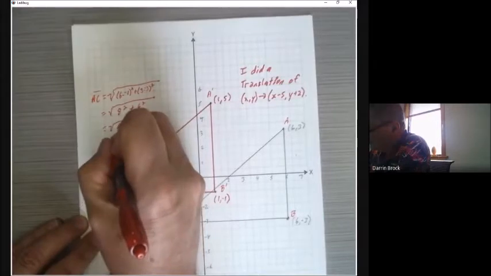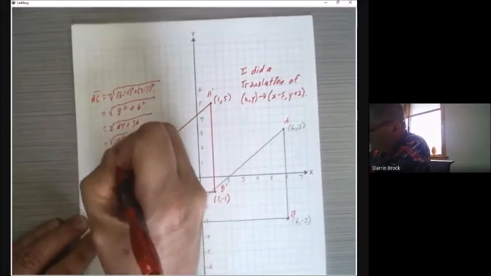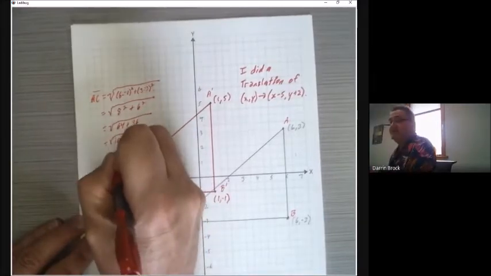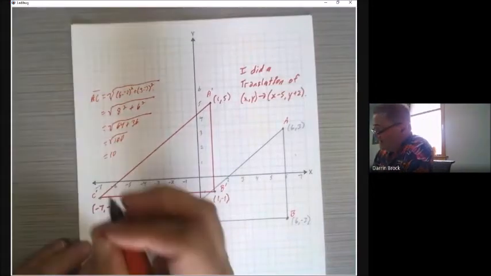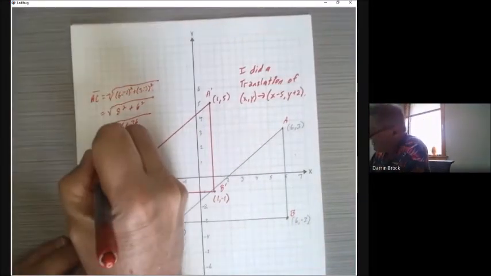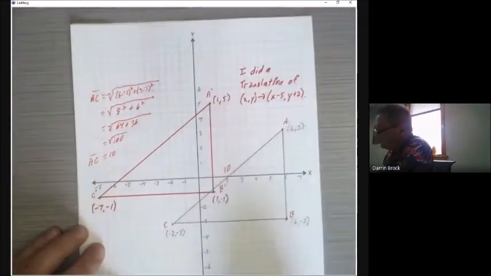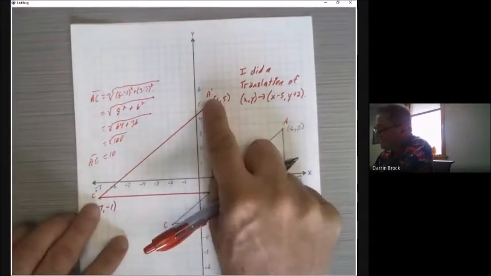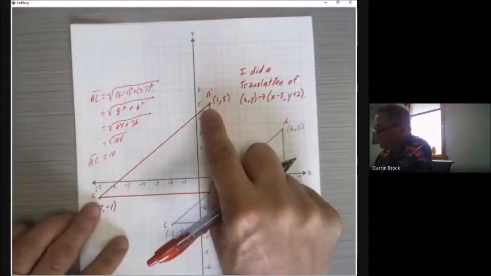So it's the square root of 100. And the square root of 100 is 10. 10 times 10 is 100. So that is how long AC is. This is 10. So now I need to calculate A prime C prime. All right, A prime C prime.